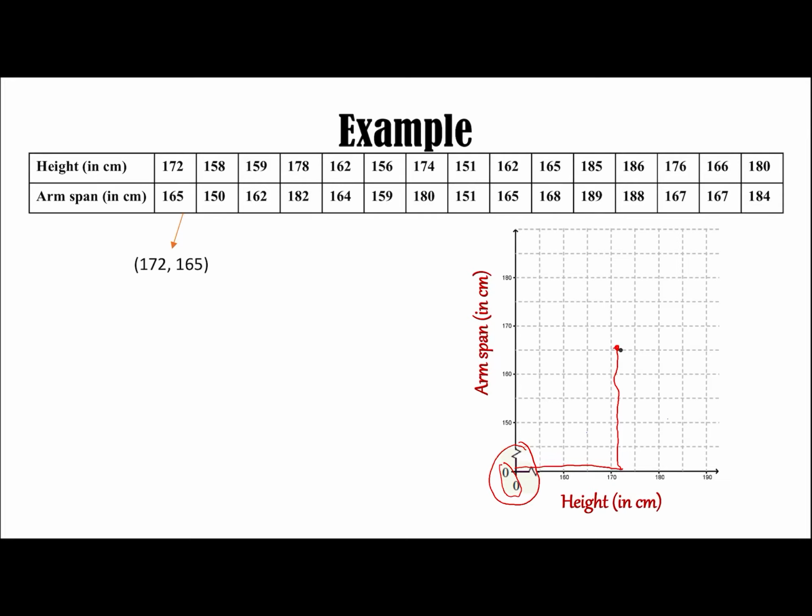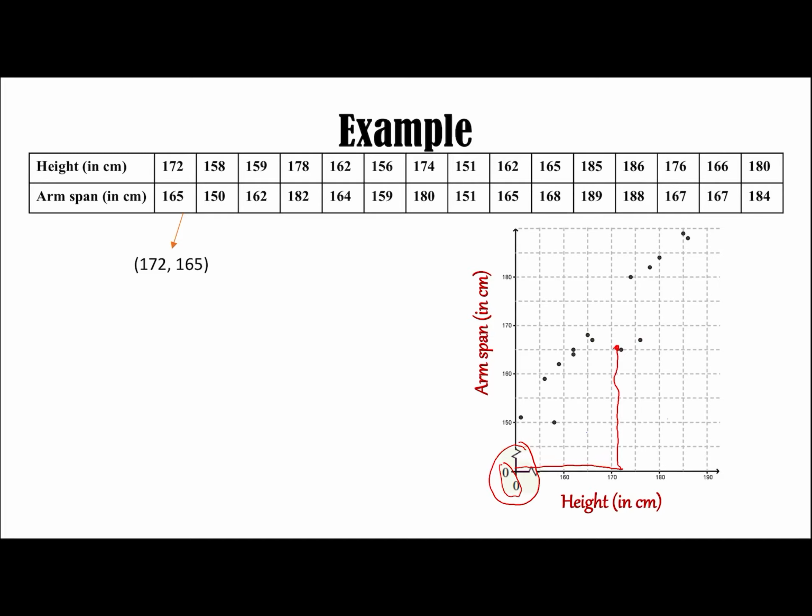Now the second ordered pair, 158, 150. Again, go on the horizontal axis first, then vertically up to 150, the second dot point. The third ordered pair is 159, 162, so 159 across on the horizontal and then vertically up, look for 162, so approximately here. So similarly, draw the remaining dot points.